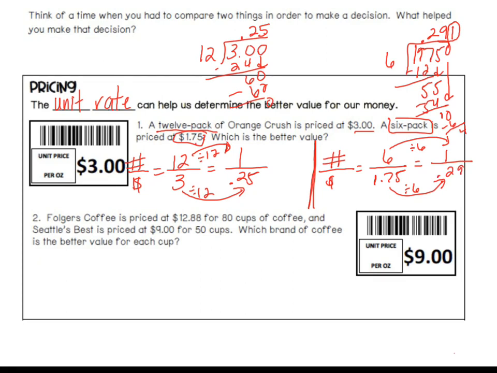So in the 12-pack, each can of soda is 25 cents. In the 6-pack, each can of soda is 29 cents. So that tells me that the better value is the 12-pack.